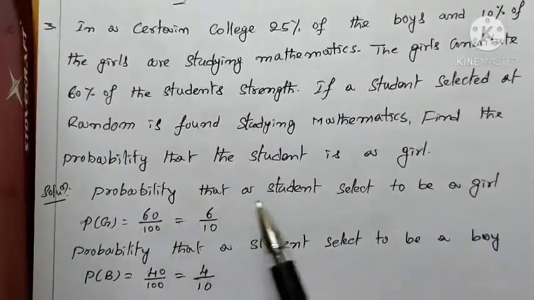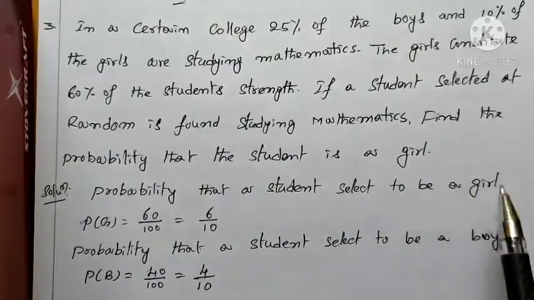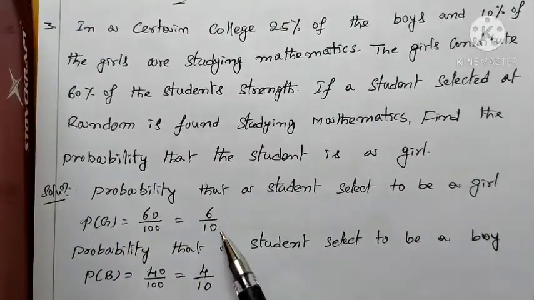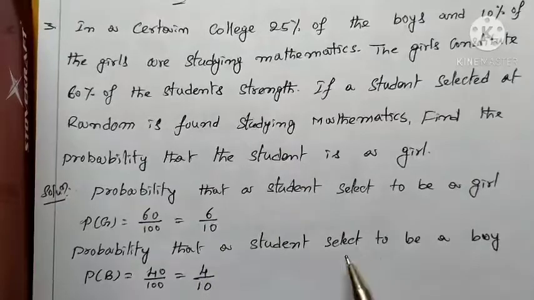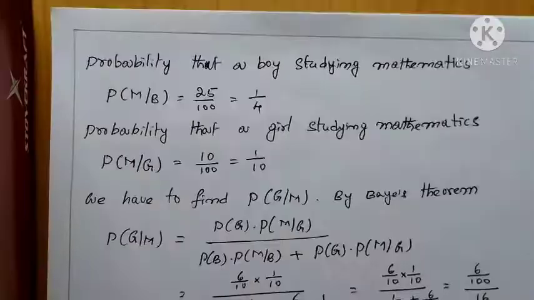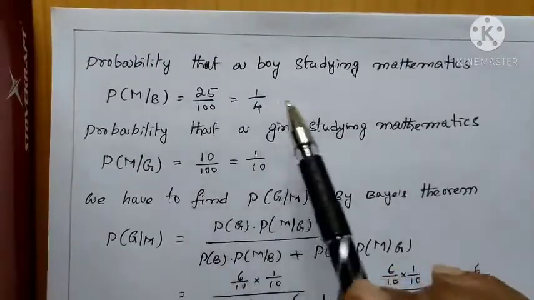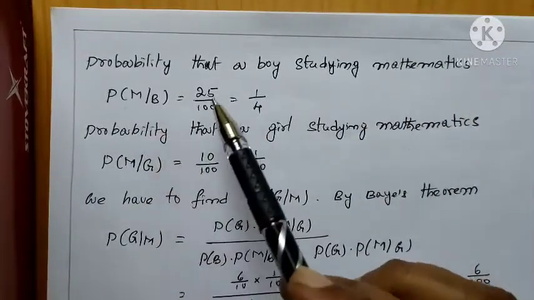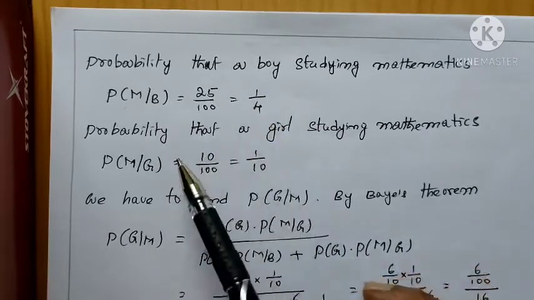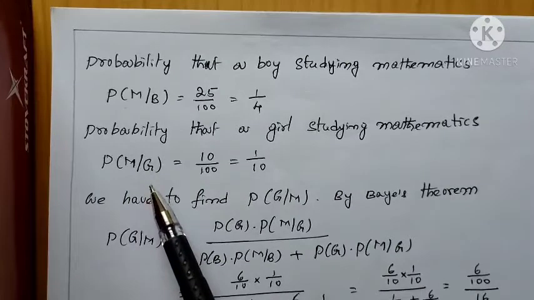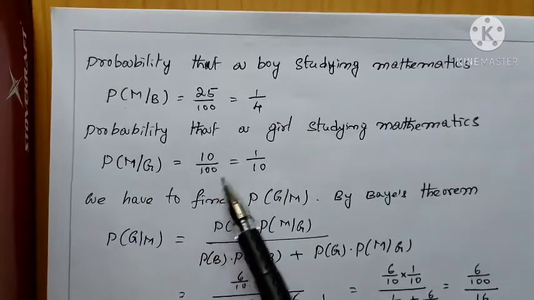Solution. Probability that a student selected is a girl, P(G) is equal to 60/100, that is equal to 6/10. Probability that a student selected is a boy, P(B) is equal to 40/100, that is equal to 4/10. Probability that a boy is studying mathematics, P(M/B) is equal to 25/100, that is equal to 1/4. Probability that a girl is studying mathematics, P(M/G) is equal to 10/100, that is equal to 1/10.